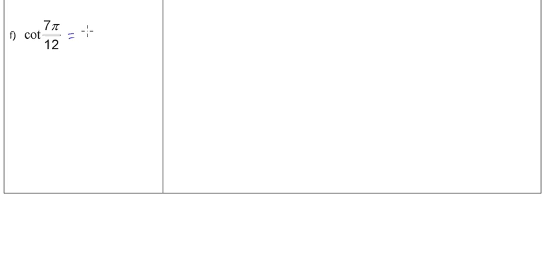Well, this is going to be equal to the cotangent, not cosine, cotangent, of 3/12 pi, that'll be 1/4, we know that one, plus 4/12 pi, and that'll be 1/3, and we know that one as well. So let's write it in angles we're more familiar with: the cotangent of 1/4 pi plus 1/3 pi.